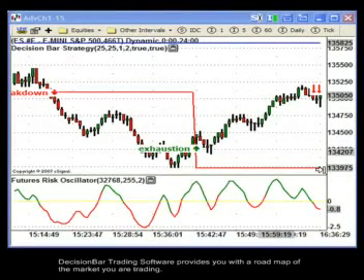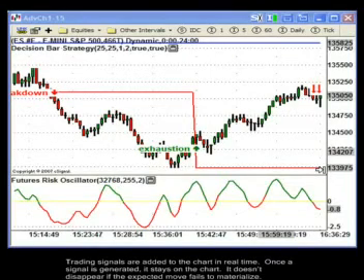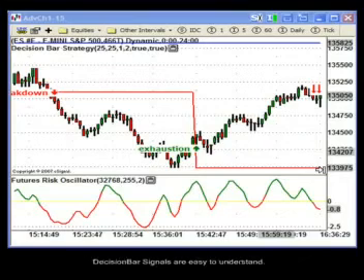DecisionBar trading software provides you with a roadmap of the market you are trading. With DecisionBar, you know not only where you have been, but where you are going. Trading signals are added to the chart in real time. Once a signal is generated, it stays on the chart. It doesn't disappear if the expected move fails to materialize.